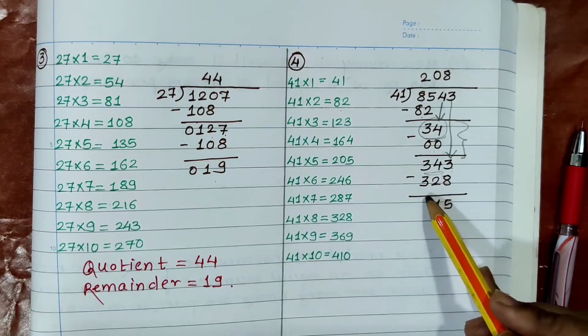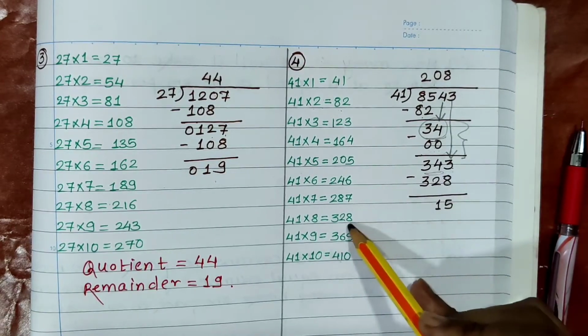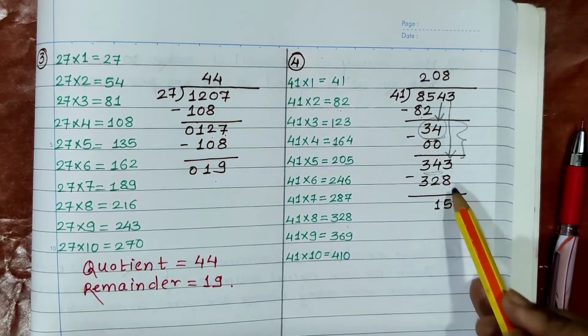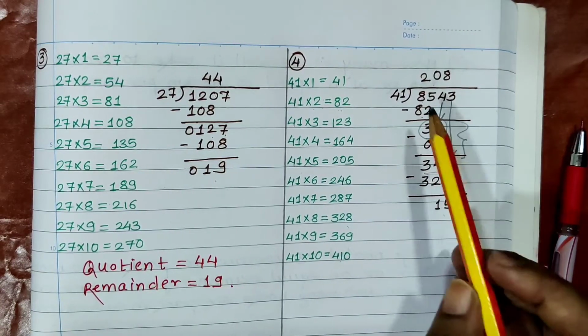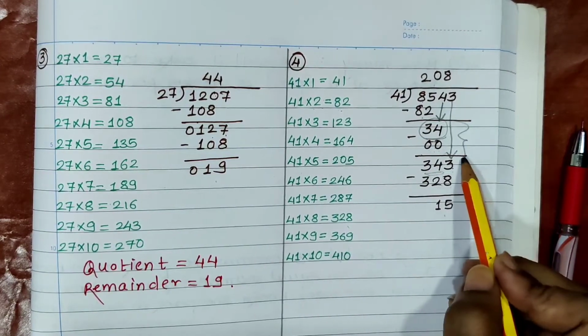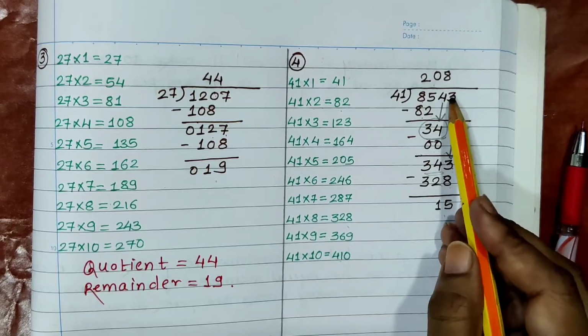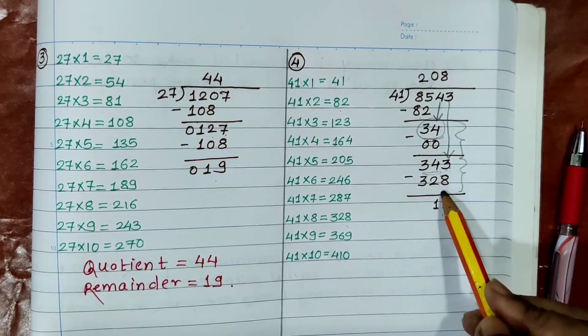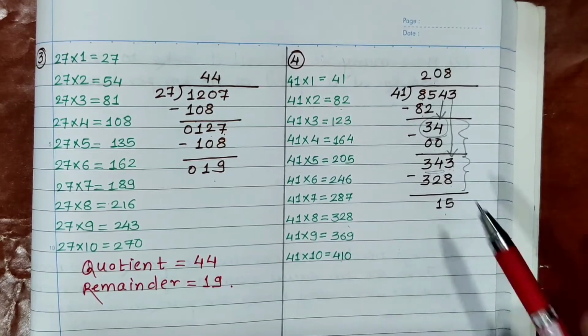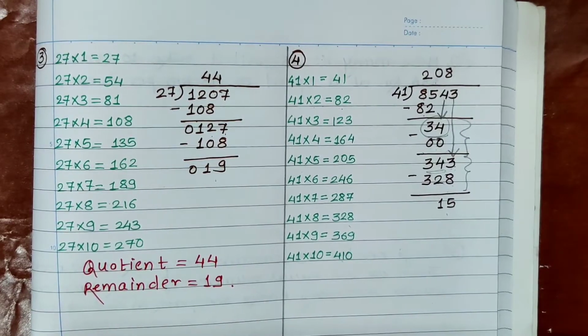But the number which is a little bit smaller than 343 is 328. So 343 minus 328, we are getting 15. Okay, so 41 8s are 328 we have written, and we have completed the last step here because the last digit is written over here. So 15 will be the remainder and 208 is the quotient.